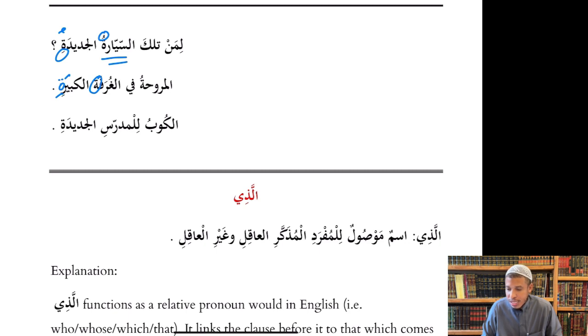الكوب للمدرس الجديدة. What's the error there? I want you to identify it. The error there is that المدرس is مذكر. So this should not be mu'annath. All right. It should just be جديد. Let's cross that out. الكوب للمدرس الجديد. The cup belongs to the new teacher.